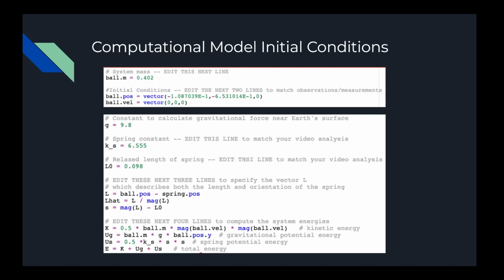The initial conditions in the computational model were, again, the mass being 0.402, the initial position and velocity given by tracker, g equals 9.8, the spring constant we found, the initial resting length that we found, and then all of these equations to update the energies: total energy, change in energy, and energy in each subsection of the system given other variables.